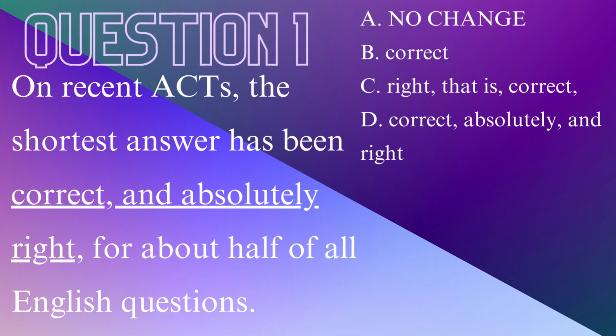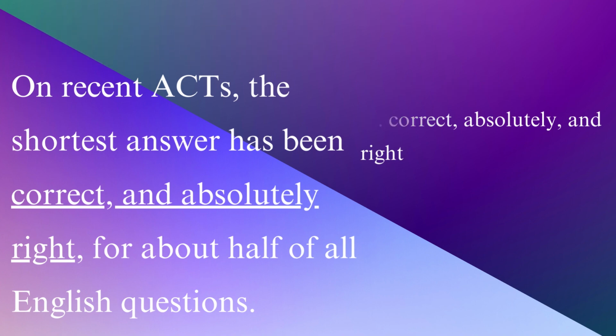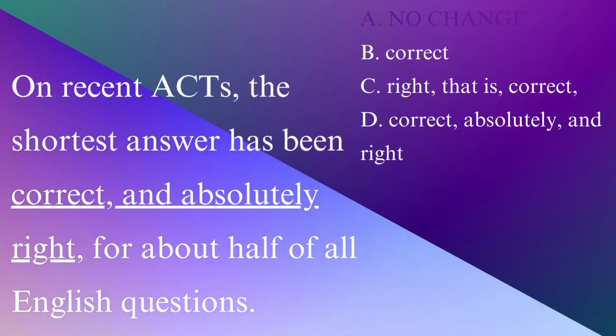Now I'm going to try it with choice D. On recent ACTs, the shortest answer has been correct, absolutely, and right for about half of all English questions. As we consider avoiding redundancy, if we look at the underlined section, you'll see that the meaning of the word correct and the meaning derived from absolutely right are way too similar to repeat.